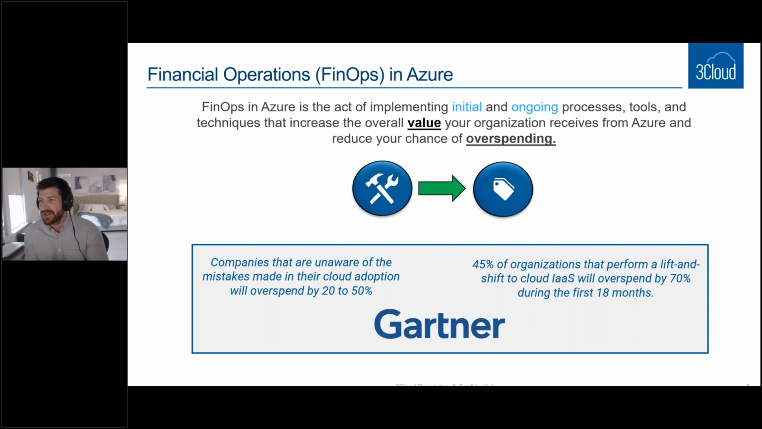Microsoft's put some really great things in place on how to reduce that. So really, from Gartner's perspective, there are some shocking statistics. Companies that are unaware of mistakes made in their cloud adoption will overspend. We see this all over the place, and it's almost half of the organizations shifting workloads to the cloud, like probably a lot of you are doing, that are going to overspend by up to 70% during the first 18 months. It's really, really simple for things to get out of control in Azure.